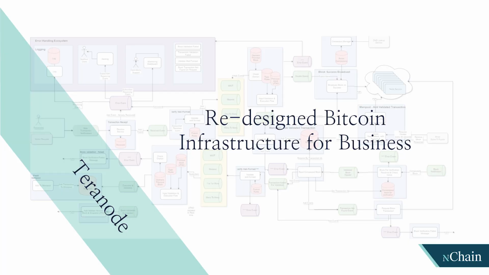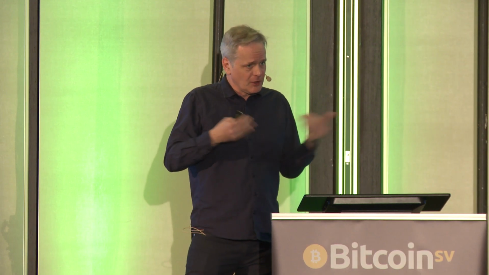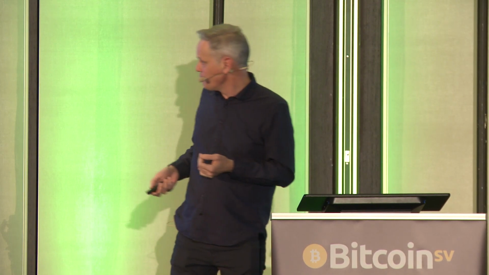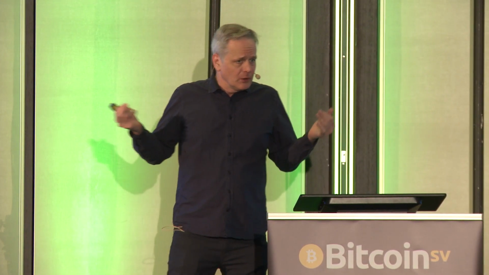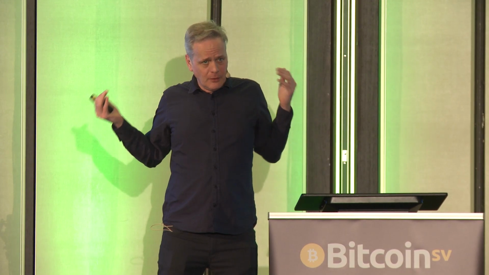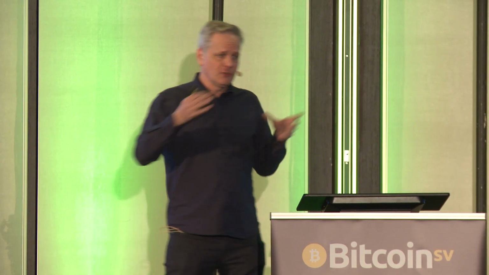It's redesigning Bitcoin infrastructure. We have started at the beginning, so we've identified stakeholders. We've identified the different types of users who would need to use the Bitcoin infrastructure software. We've gathered requirements. We've talked to these groups of users. We've designed an architecture, and then a design from the architecture. And the next stage we're working on right now is to design how we are going to transition the Bitcoin SV node software into this new design.